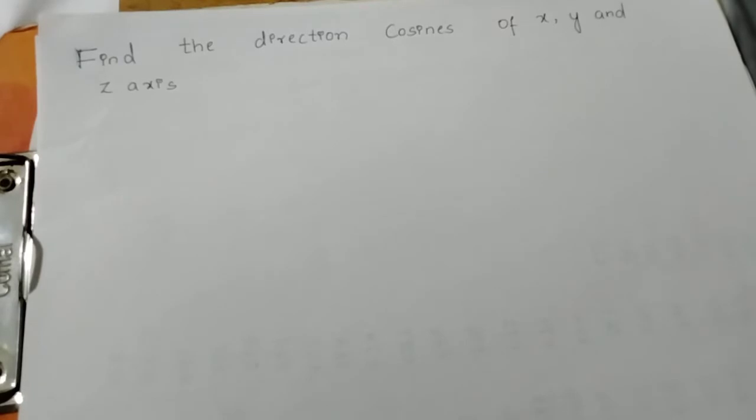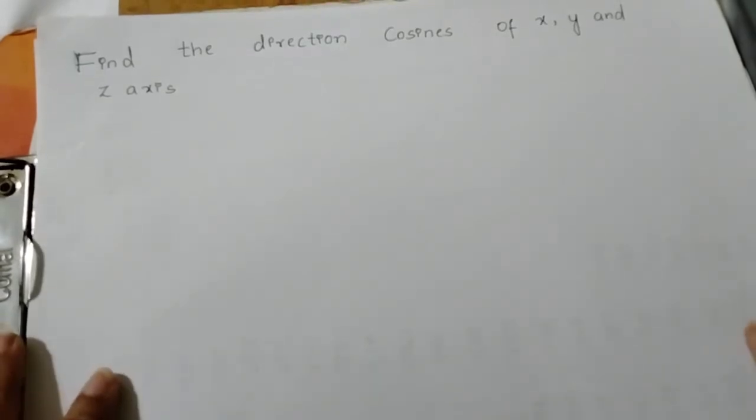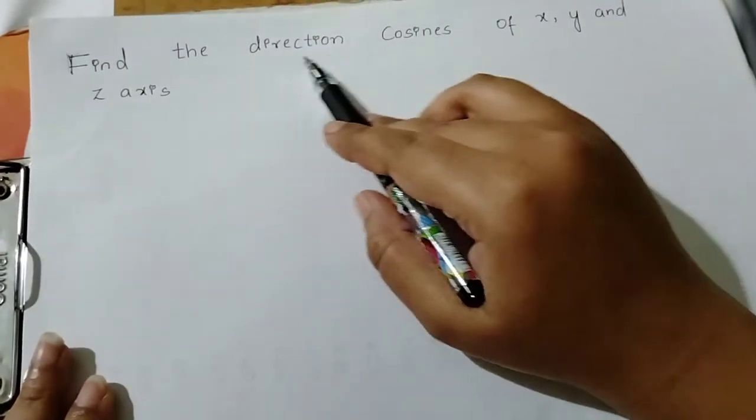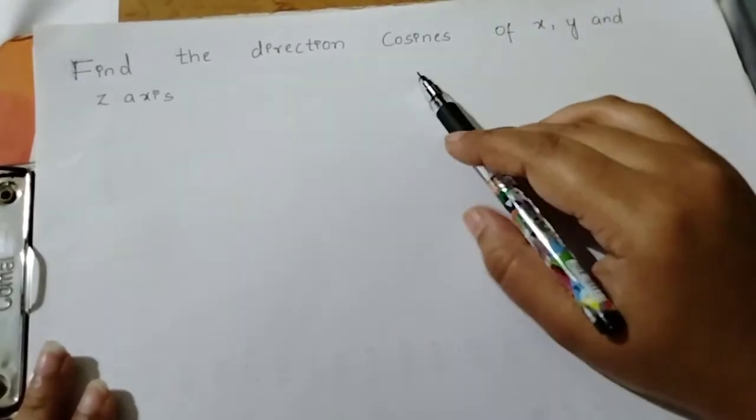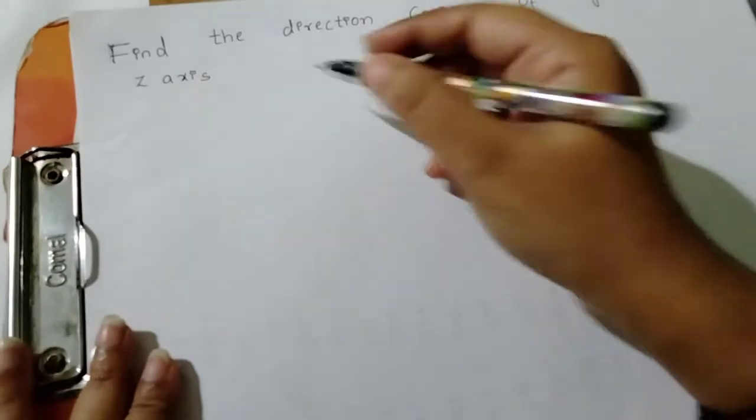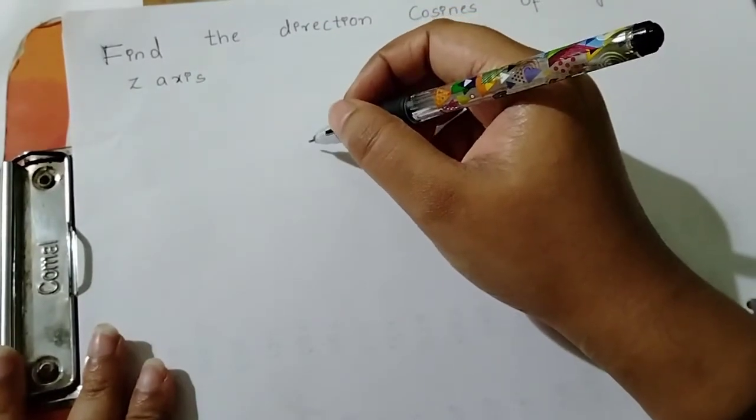Okay, how to find PQ? Root of x2 minus x1 whole square plus y2 minus y1 whole square plus z2 minus z1 whole square. Based on that example and a few more, we are going to find the examples. So the first question here: find the direction cosines of the x, y and z axis. This is very simple. For 1 mark they are going to ask you. So how to find the direction cosines of this?